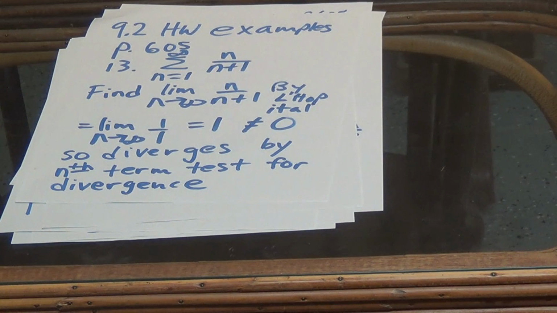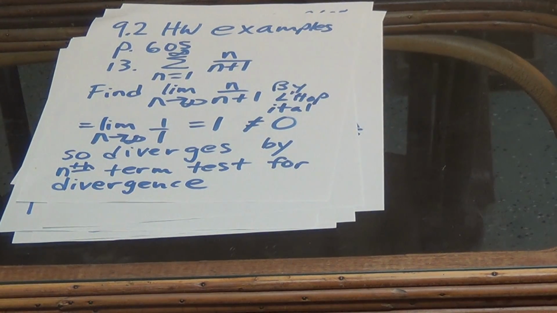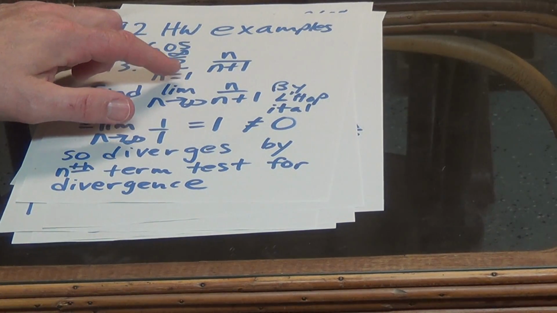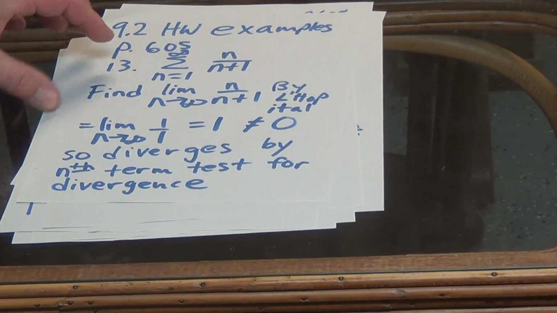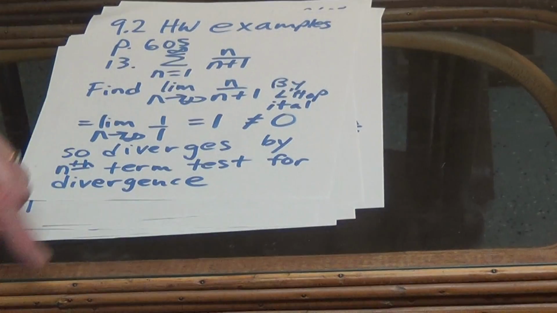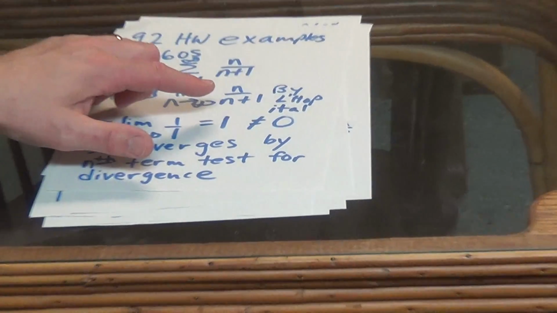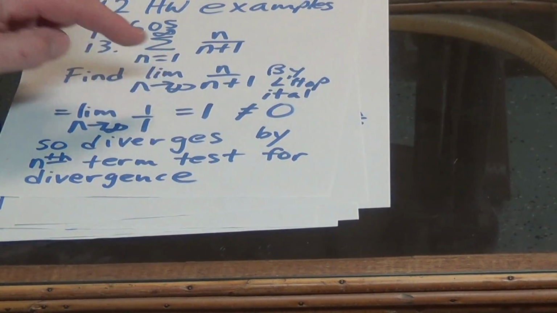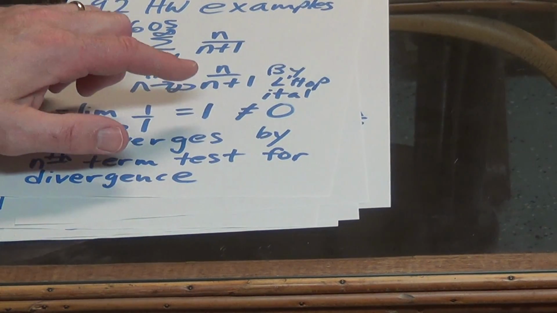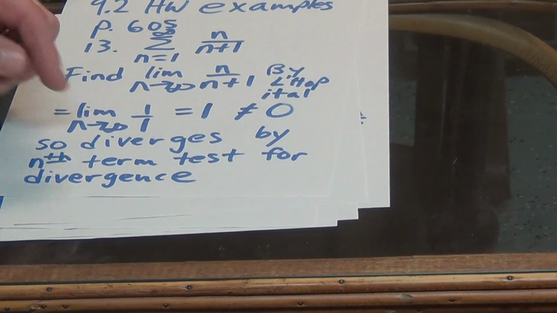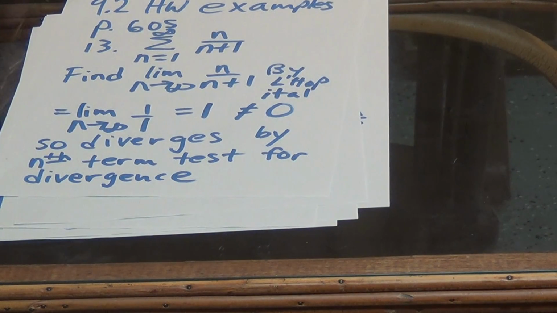So we have homework examples, page 605, number 13. They give you a sum of n equals 1 to infinity of n over n plus 1. We're going to find the limit as n approaches infinity of n over n plus 1. Put in infinity, you get a L'Hopital condition. So the limit as n goes to infinity, doing the derivative top and bottom, you get 1 over 1, which is 1. That is not equal to 0, so it diverges by the name of the test, the nth term test for divergence.